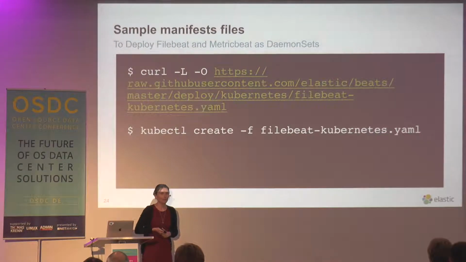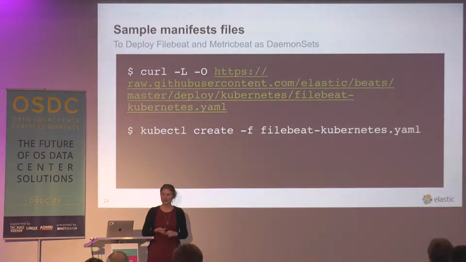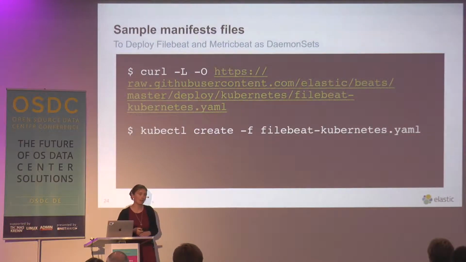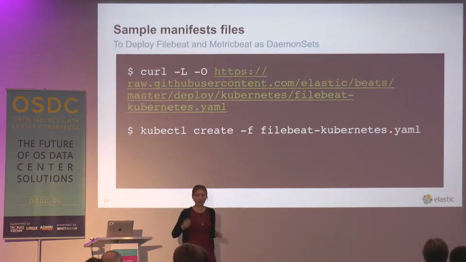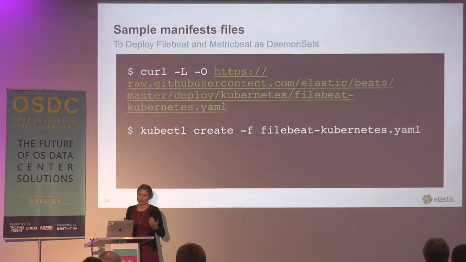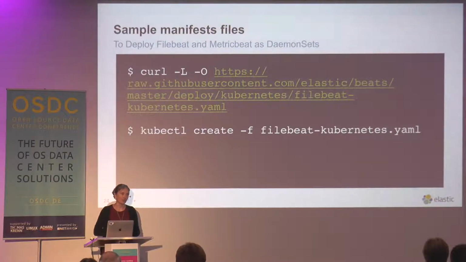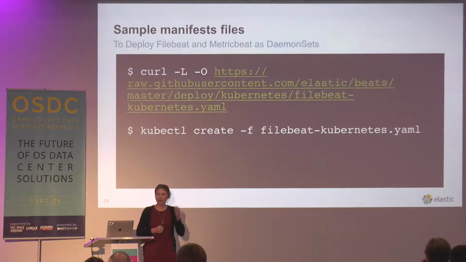We provide sample manifest files to deploy Filebeat and Metricbeat as daemon sets. And here is an example of a Filebeat manifest file that you can download and then change, for example, you can change the Elasticsearch URL and things like this. And then you can use the kubectl create command with the manifest file to create a Filebeat daemon set.